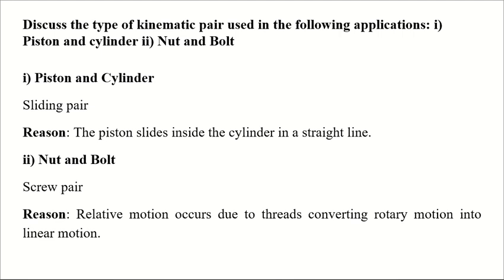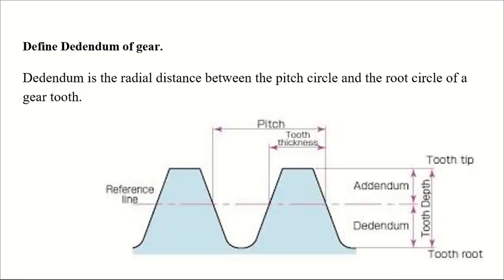Discuss the type of kinematic pair used in the following applications. Piston and cylinder, nut and bolt. Piston and cylinder, sliding pair. Reason: the piston slides inside the cylinder in a straight line. Nut and bolt, screw pair. Reason: relative motion occurs due to threads converting rotary motion into linear motion.